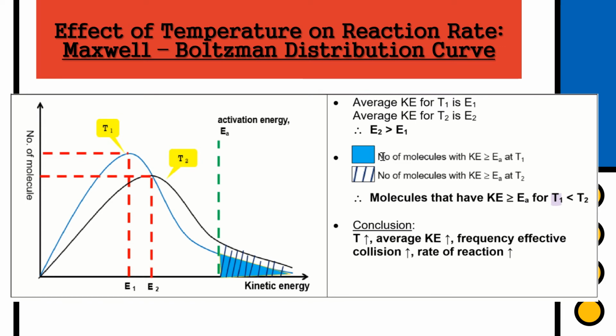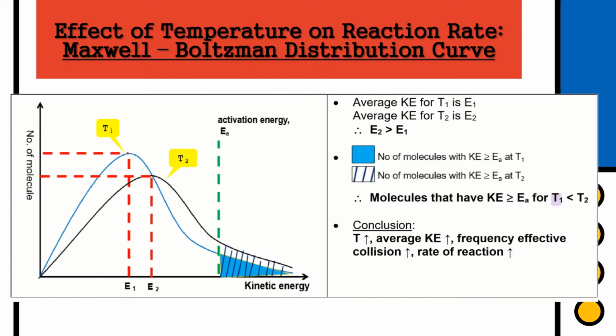So this one: number of molecules with KE more than or equal to Ea at T1, number of molecules with KE more than or equal to Ea at T2, and then make a conclusion that the number of molecules that have kinetic energy equal to or more than the activation energy for T1 is smaller than for T2. So, what conclusion can we make here?